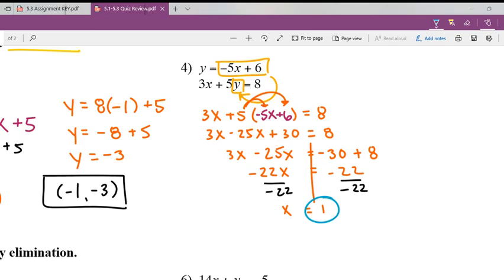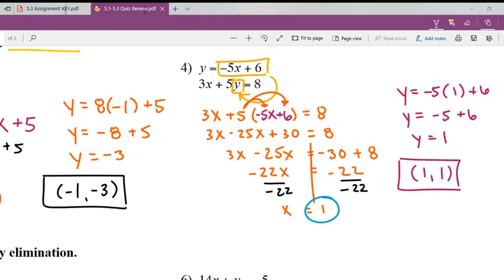Sure, you could plug it in there. Could you plug it into the top one too? Yeah, plug it into whichever one you think looks easier. Just make sure you plug it in for the letter x. So that's what we're going to do here. We have y equals -5 times x, and x is actually 1 now. And then is it a minus or a +6? It's a plus. And then simplify. -5 times 1 is -5, plus 6, and -5 plus 6 is 1. And then write your answer as a coordinate point, 1, 1.